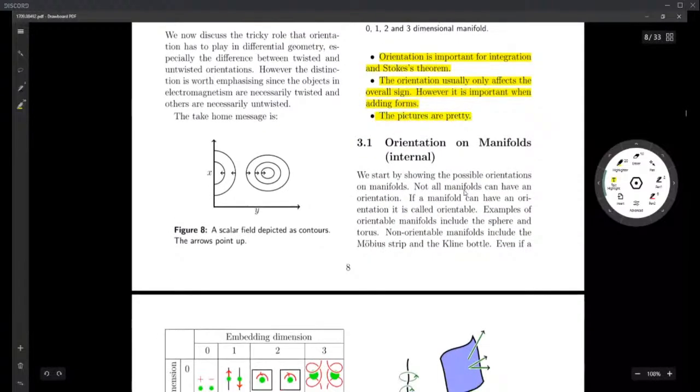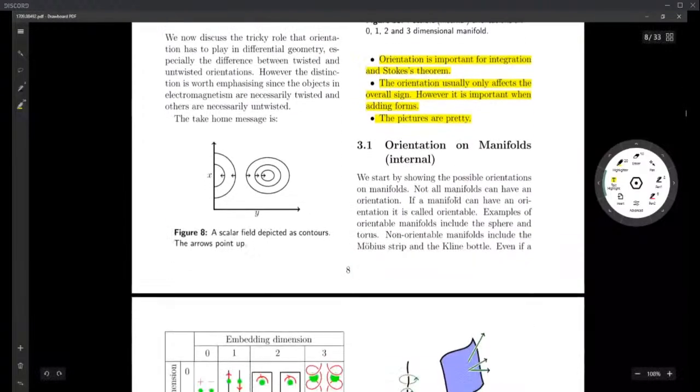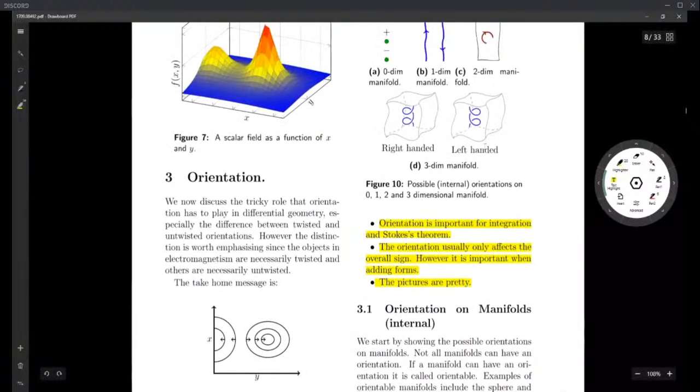Okay. So, orientation on manifolds, on an internal scale. We'll just look at internal for manifolds. There's also internal and external orientation, but that's only for submanifolds. We'll just look at manifolds before we get to submanifolds.